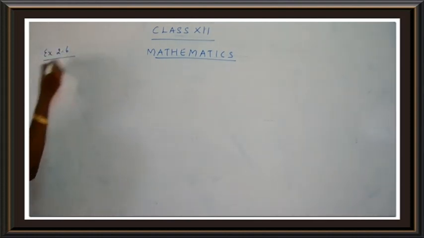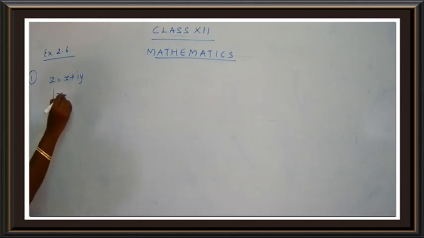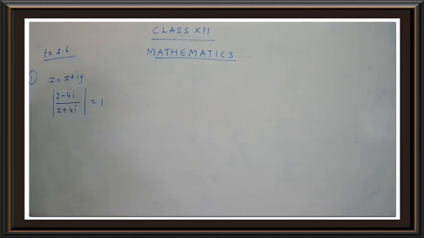In 2.6, the first question, they have given that z is equal to x plus iy is a complex number, and also they have given you a condition: modulus of (z minus 4i) upon (z plus 4i) is equal to 1. This is the condition given to you. Okay, children, so now what are we going to do? We are going to apply the property.